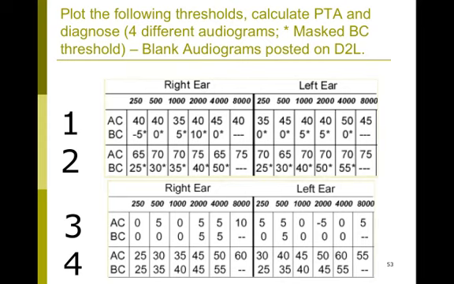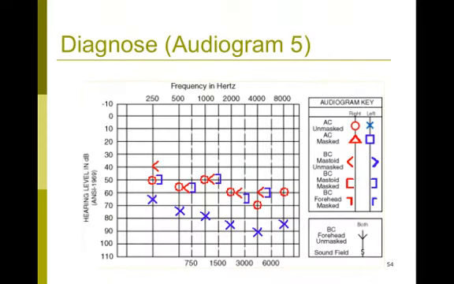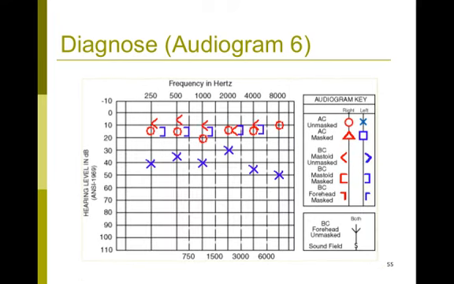So that's 1, 2, 3, 4. I've got a plotted audiogram over here. Again, do the same: find the pure tone average for the right ear and the left ear, and determine the degree of loss and the type of loss. And we can talk about this in our discussion board.